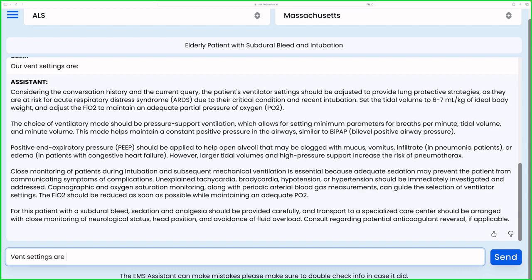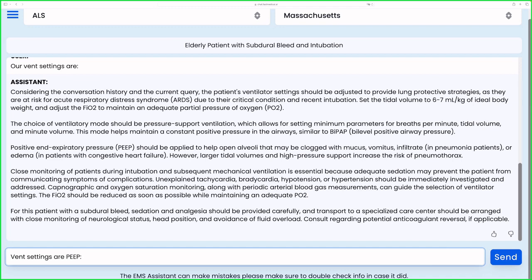For this patient with a subdural bleed, sedation and analgesia should be provided carefully, and transport to a specialized care center should be arranged for close monitoring, neurologic status, head position, and avoidance of fluid overload. Consult regarding potential anticoagulant reversal if applicable.